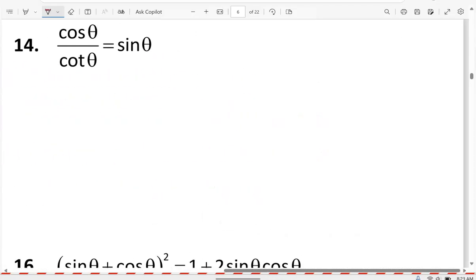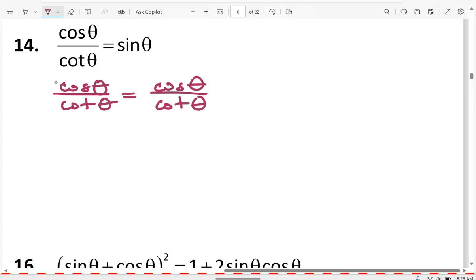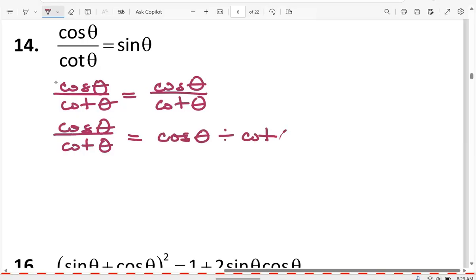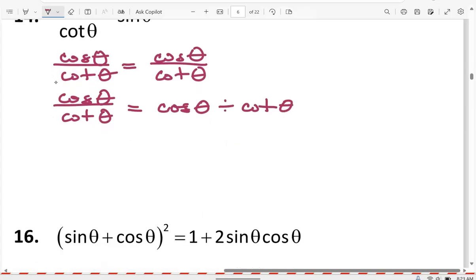In number 14, I'm going to start with the cosine of theta divided by the cotangent of theta is equal to the cosine of theta divided by the cotangent of theta. We're going to leave the left side of the equation alone. And on the right, we can rewrite this using a different division symbol for convenience. And that will be the cosine of theta divided by 1 times the reciprocal.